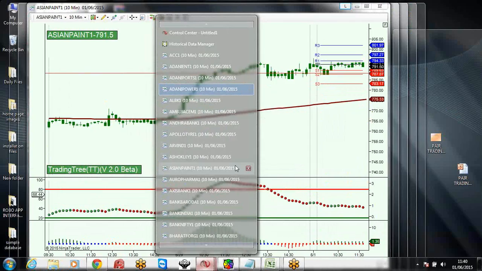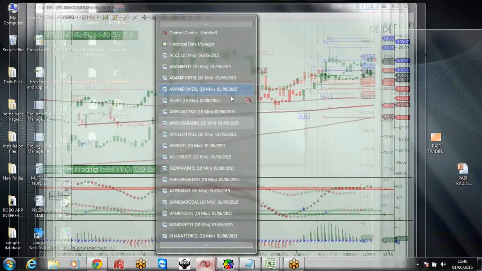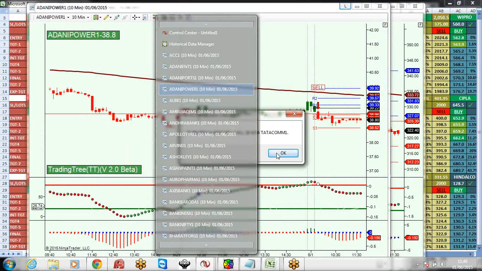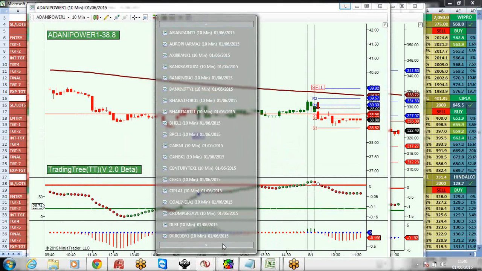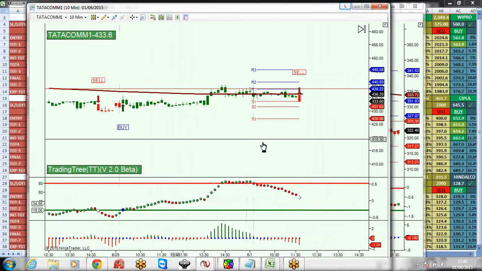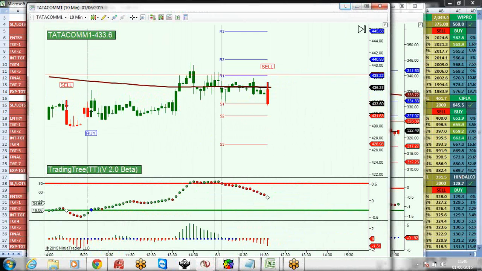There is a sell call in TATACOMM1. Can short Tatacom here, 433.